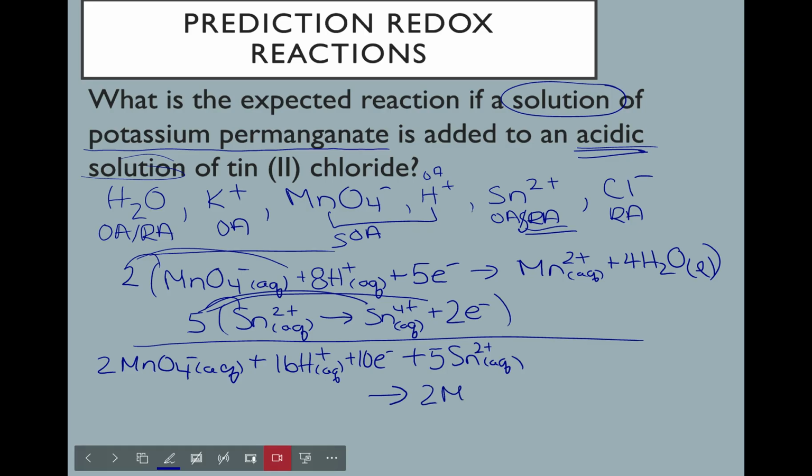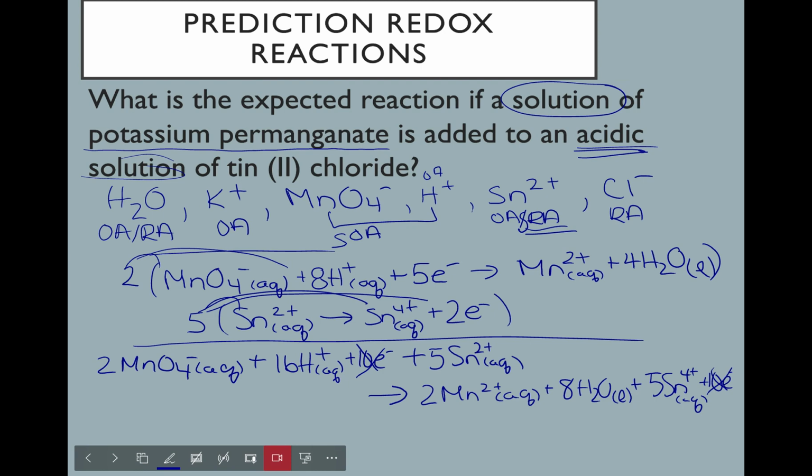Doing the same thing, continuing, I have 2 Mn2 positive plus 8 water molecules plus 5 Sn4 positive plus 10 electrons. Now, before I finish off this reaction, you do want to simplify it. So anything you see on both sides as a reactant and a product that is exactly the same can cancel out. So our electrons should definitely cancel. And sometimes you might have hydrogens or waters reducing as well, but not in this case.